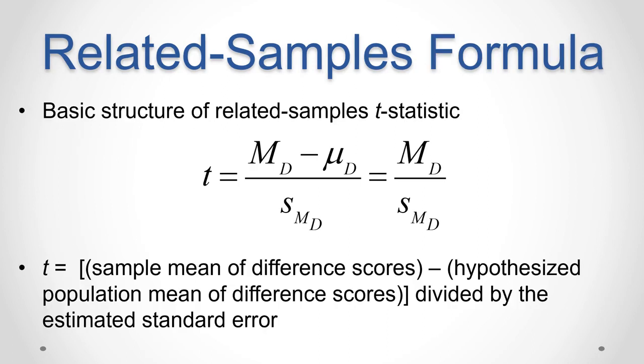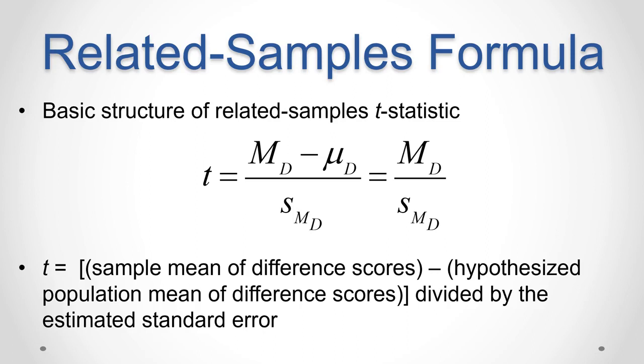Step 3 is to calculate a related samples t-statistic. Here is the formula for related samples. This should also look somewhat familiar as it resembles the one sample t-statistic formula. The related samples t-statistic formula is structured as follows. Sample mean of difference scores minus hypothesized population mean of difference scores divided by estimated standard error.